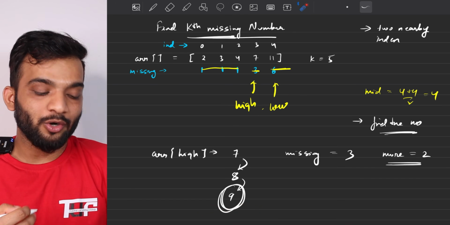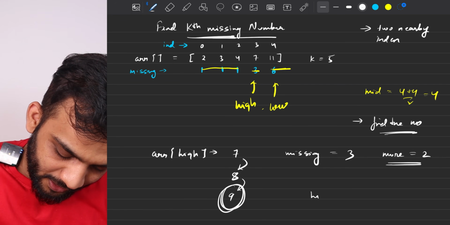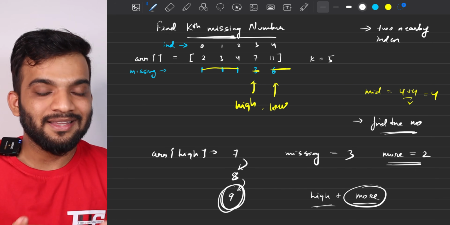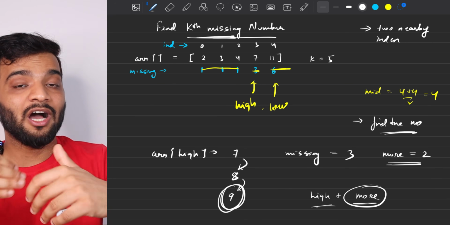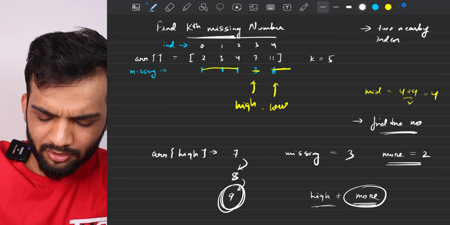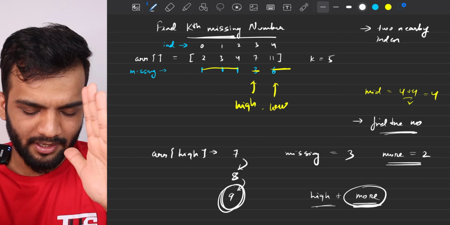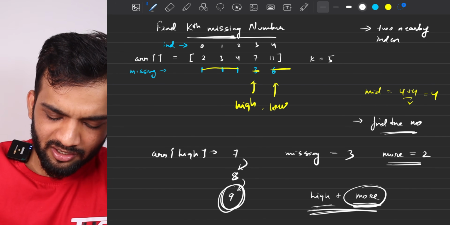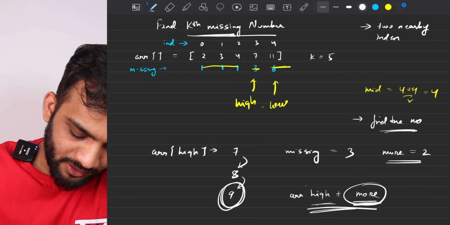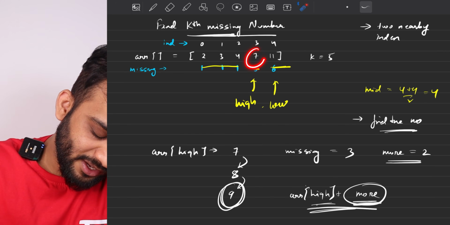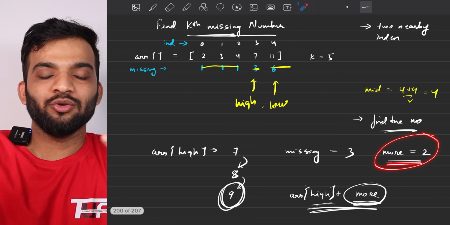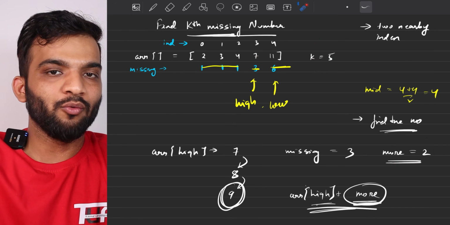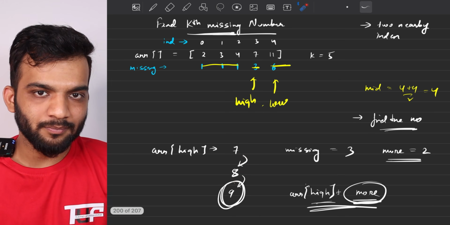So what you do is, you say high plus how many more you need. That is what you have to say. And this more, we'll come back and find out a formula. But as of now, just remember array of high, because array of high is 7, and whatever more you need, because you already have k equal to 5 and there are 3 missing numbers still here. So more will be 2. So that's what you add up.